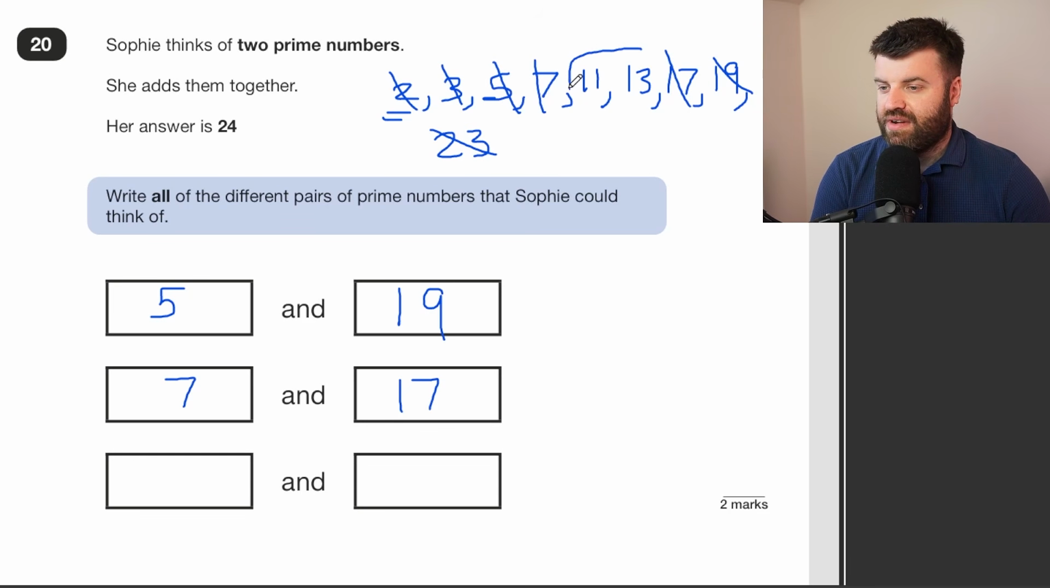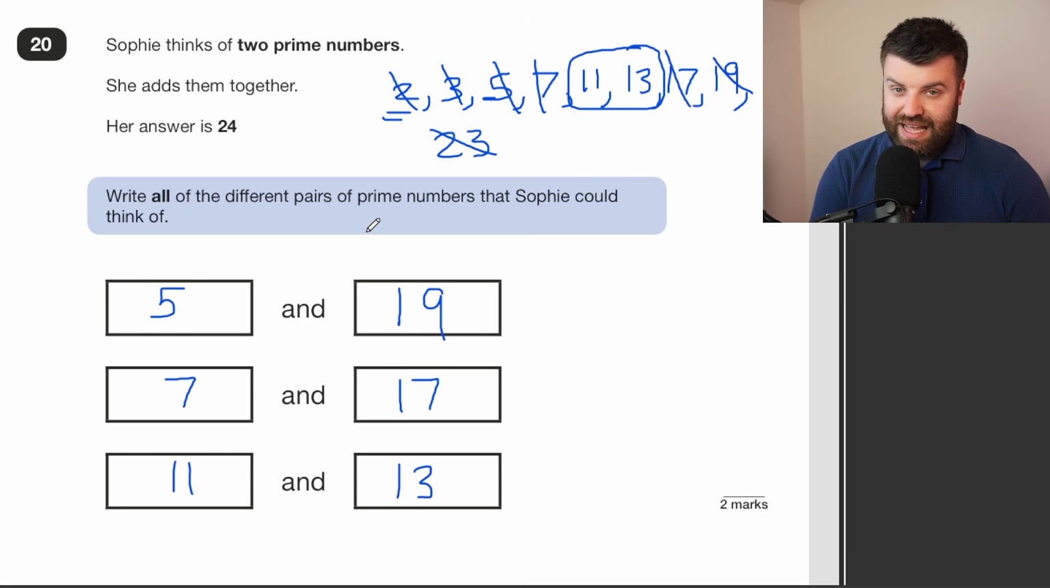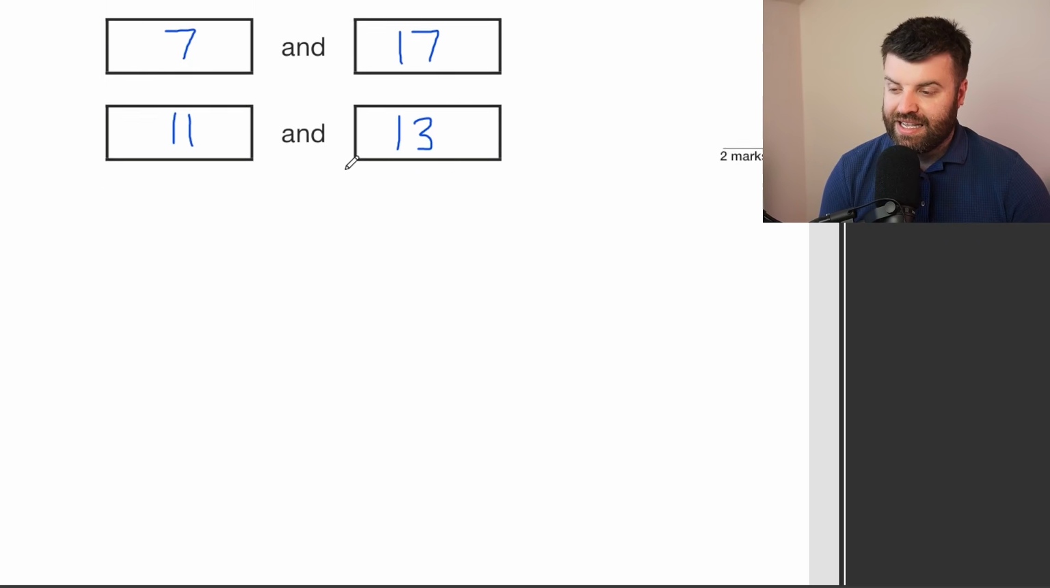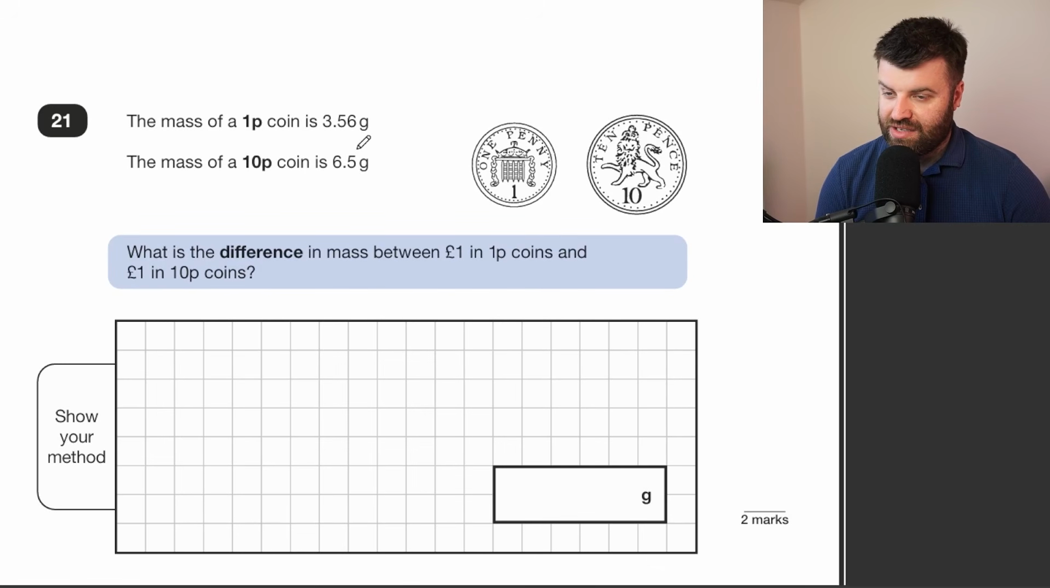But look at this. Luckily for us, 11 and 13 go nicely together to make 24. Wow, lots of steps there. Well worth your 2 marks, I would say, to know all your primes and then join them together, and to not fall for the 23 plus 1 trap. Because 1, let's say it again, 1 is not a prime number.